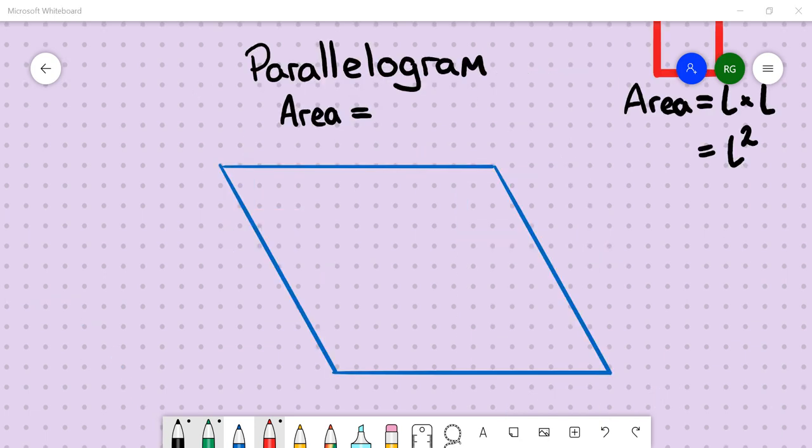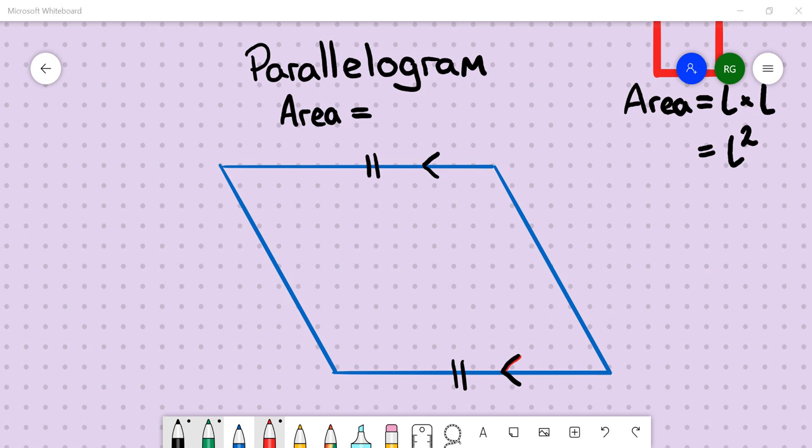The next shape that we're going to look at is the parallelogram. While a difficult word to potentially say and spell, it is actually really quite simple to work out the area of a parallelogram. Just to remind you, a parallelogram is effectively a rectangle pushed over. These two sides are the same length and they also are parallel, meaning they run in the same direction.